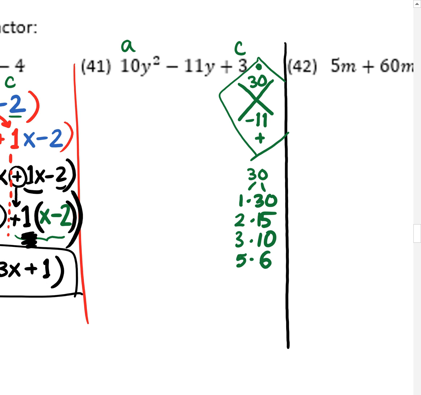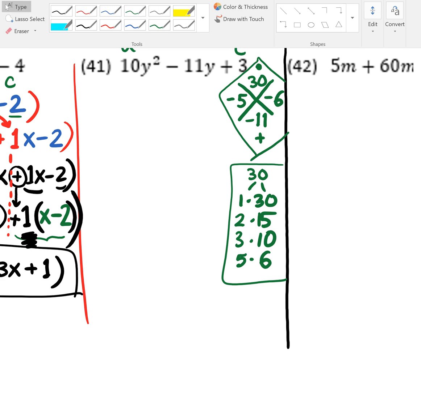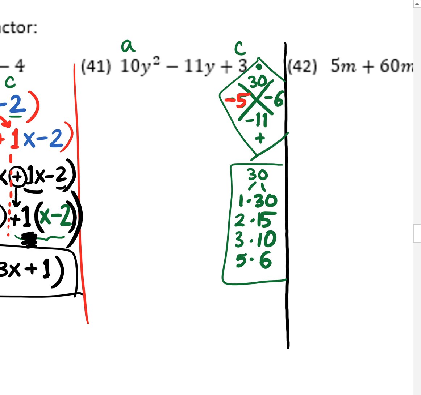Because if you make them both negative, there you go. Okay, -5, -6, because negative 5 times negative 6 is 30. Okay, check. Negative 5 plus negative 6 is negative 11. All right, good. We found them. Those are the guys. Negative 5, negative 6.